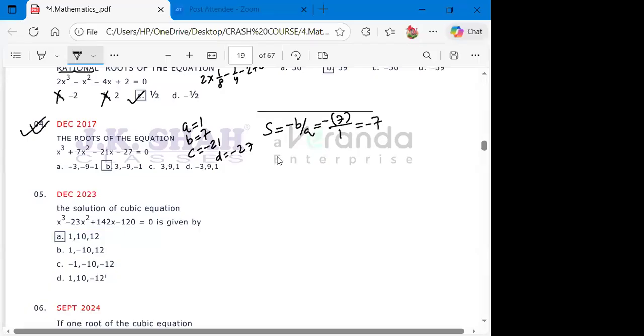And the product is minus d by a. So minus d is how much? 27. a is 1. So the product has to be 27. Now you have to choose the option where the product is 27 and the sum is what? Minus 7. So let me check. If I add all of them, the sum is not coming to minus 7. So I'm leaving it.